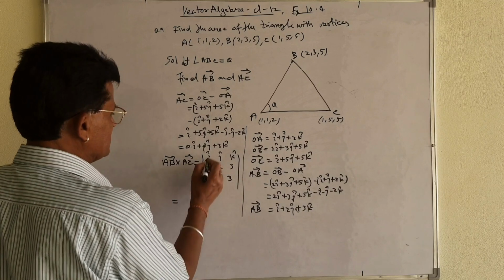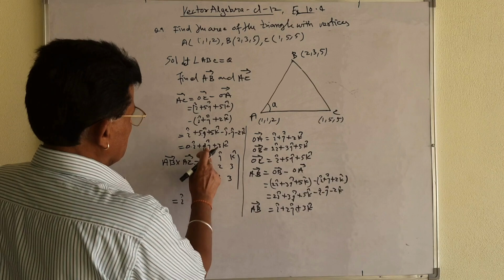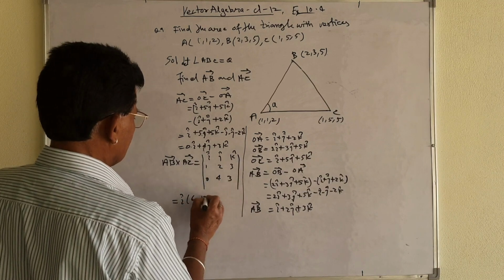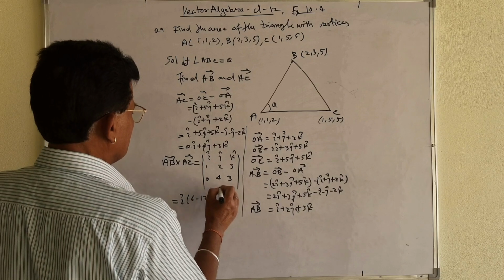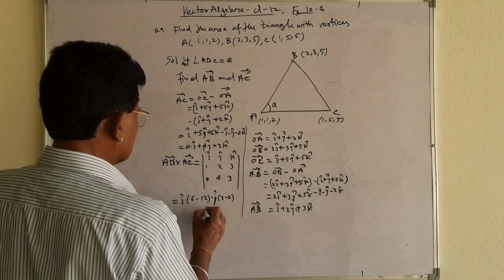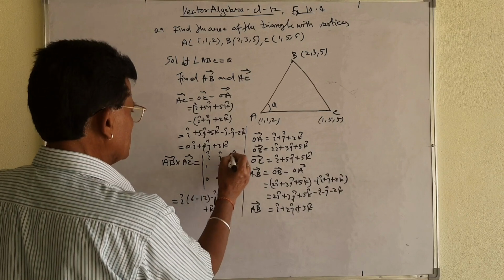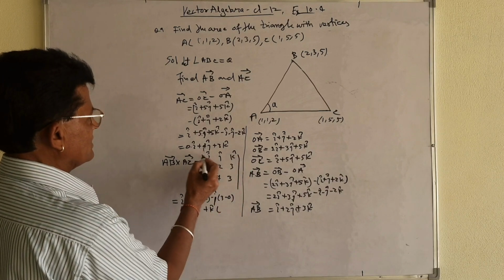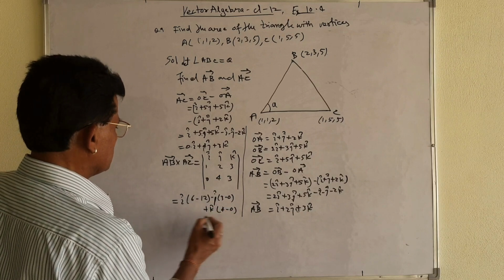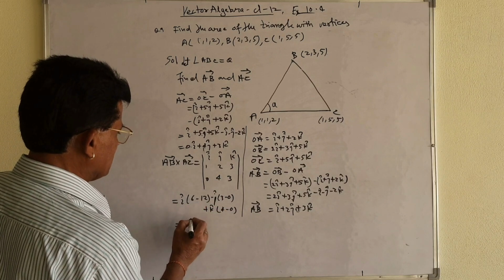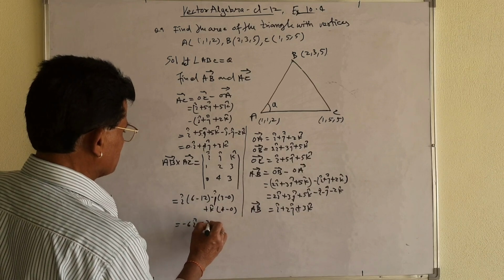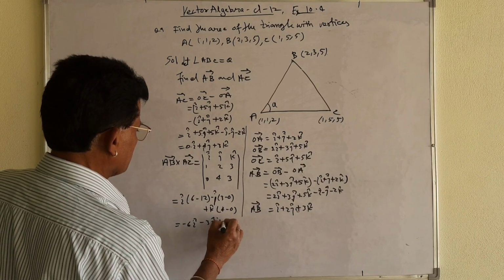First of all, for I, leave this column and this row, that will be 6 minus 12. Minus J, leave this column and this row, 3 minus 0. And plus K unit vector, leave this column and this row, it will be 4 minus 0. Then you got 6 minus 12, that is minus 6I, minus 3J and plus 4K.